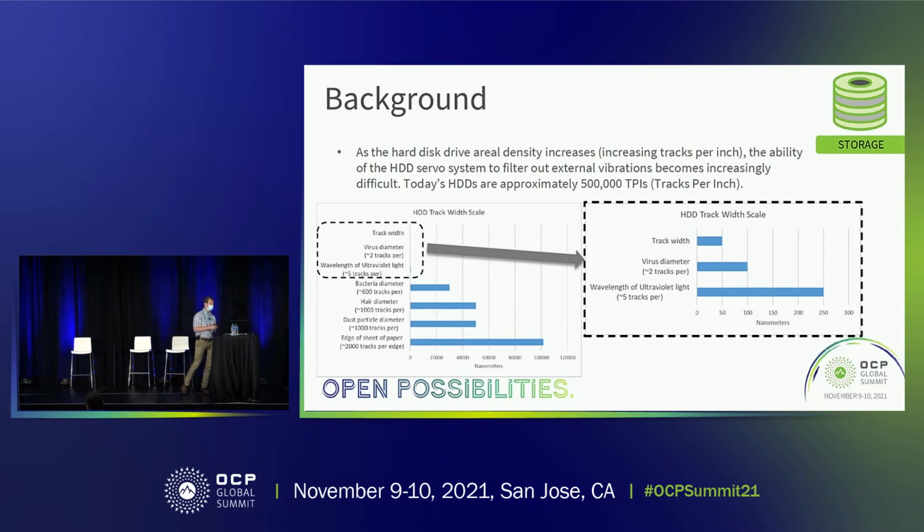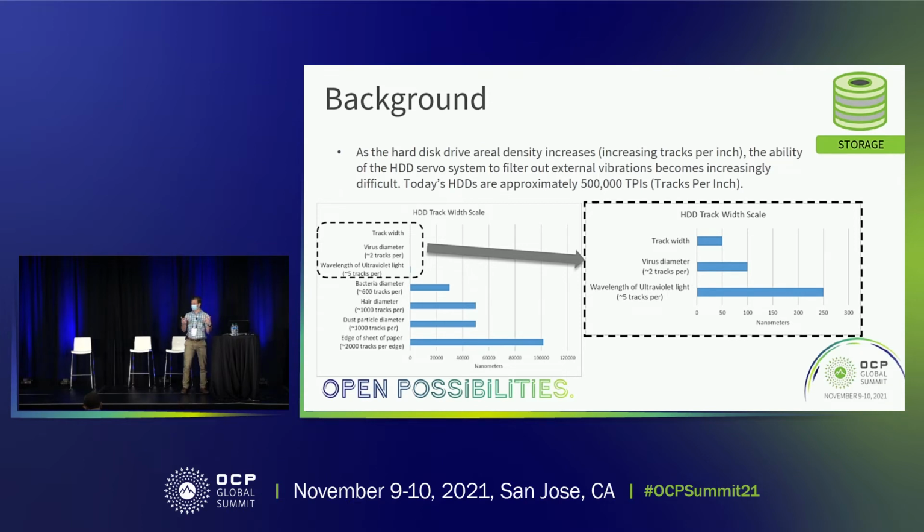As you go up on the left, you've got the dust particle diameter. You can put about 1,000 tracks on the diameter of a dust particle. You can do the same thing for a hair diameter. Bacteria is about 600 tracks. Then I zoomed in because you can't see anything anymore. A virus diameter is about 2 tracks per diameter. And the wavelength of ultraviolet light, granted there are several wavelengths, but I took the middle, gives you about 5 tracks. So it gives us that perspective of how small these tracks are and how difficult it is for the head to stay on these tracks.